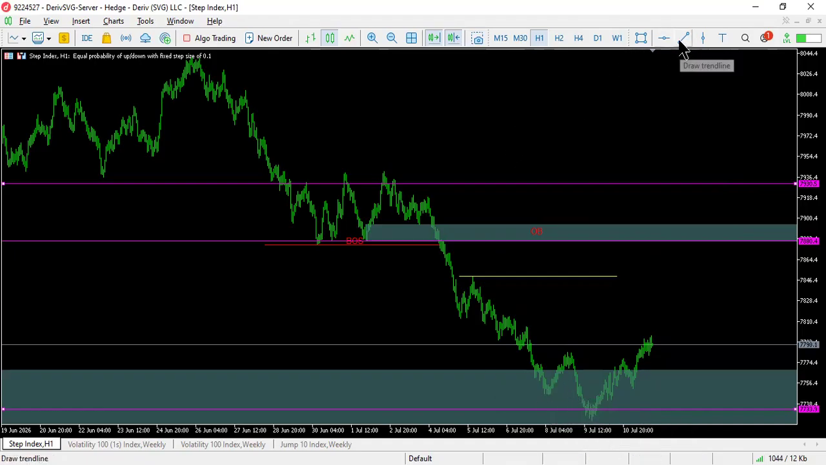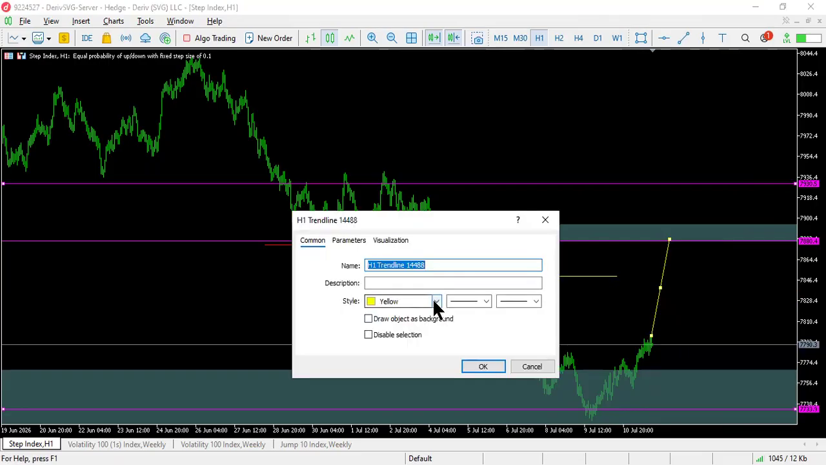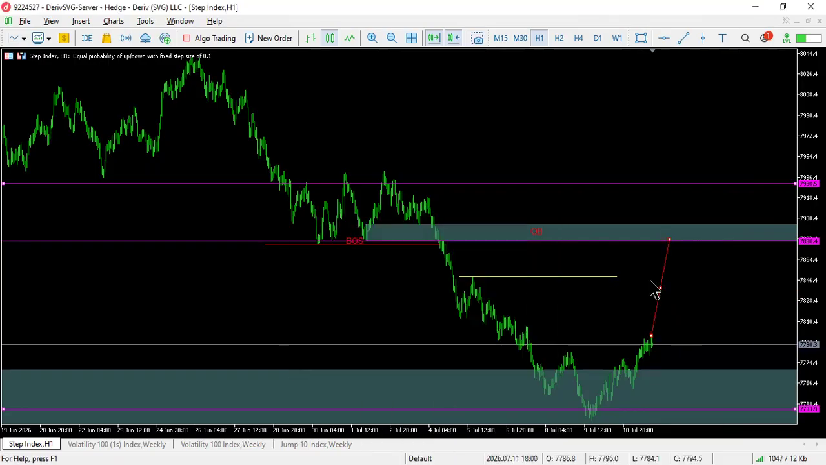So I'm anticipating for price to go and sweep the liquidity that is seated there, take me in, and then proceed selling. Because step index is usually bearish, I always look for selling opportunities on step index. So that is what I'm anticipating. That is what I'll be watching out for this week.